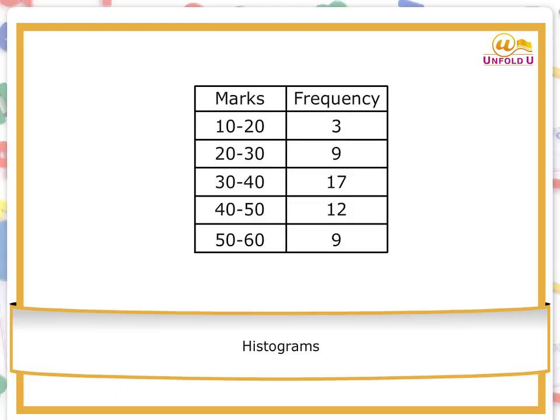For example, the following table shows the distribution of students according to marks obtained by them in a maths test. Marks and frequency. Marks 10 to 20, frequency 3. Marks 20 to 30, frequency 9. Marks 30 to 40, frequency 17. Marks 40 to 50, frequency 12. Marks 50 to 60, frequency 9.